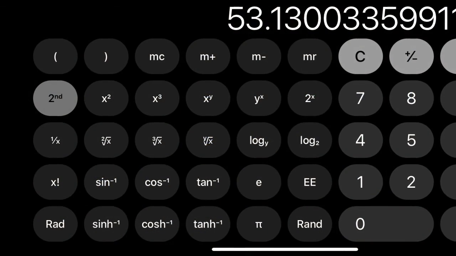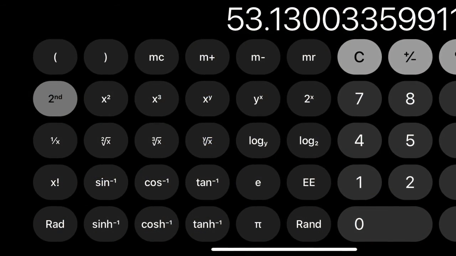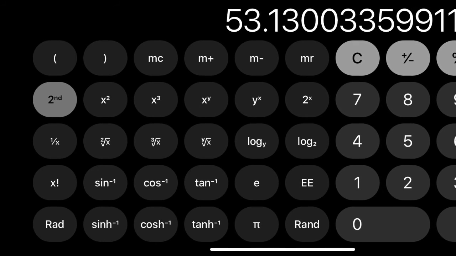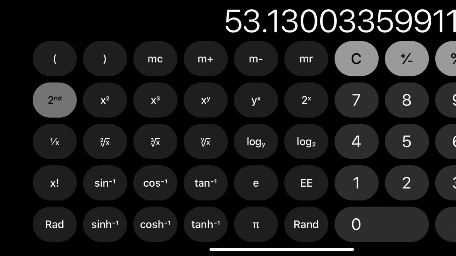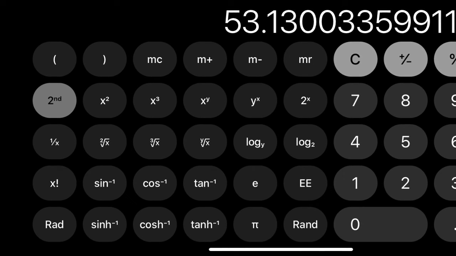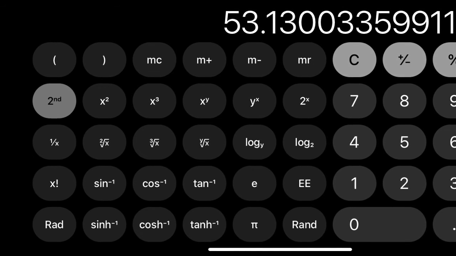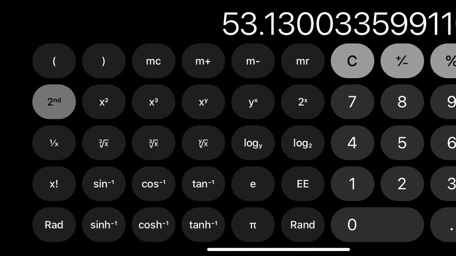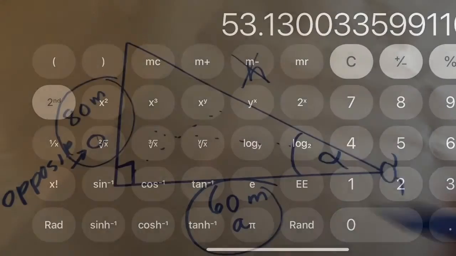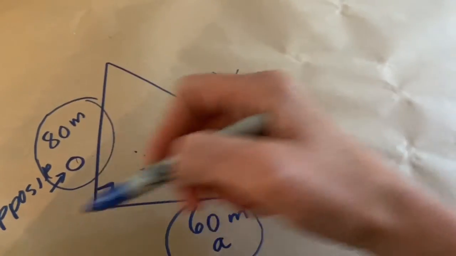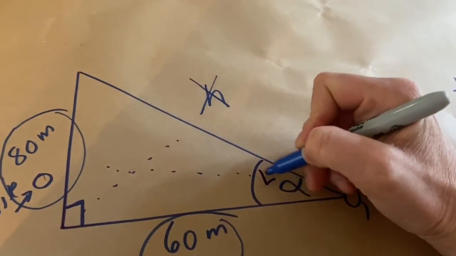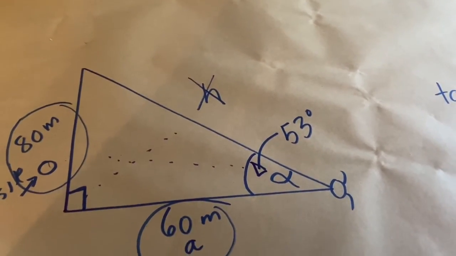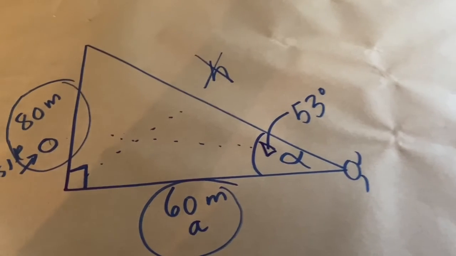I use my cell phone as my calculator, and when I use my cell phone, I had to press the 1.333333 first, and then the second and the tan, and my cell phone told me that the angle was 53 degrees. So that would mean if this side is 80 and this side is 60, the angle right here would be 53 degrees.